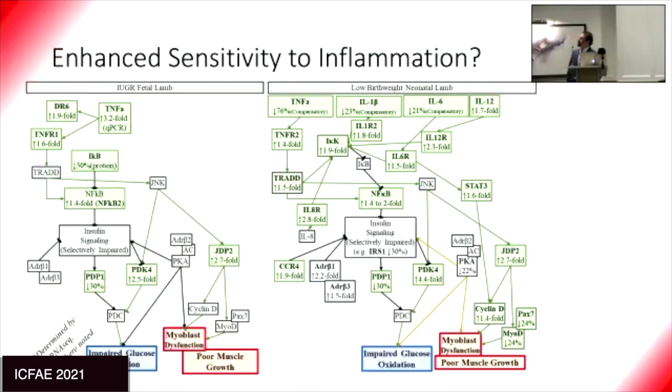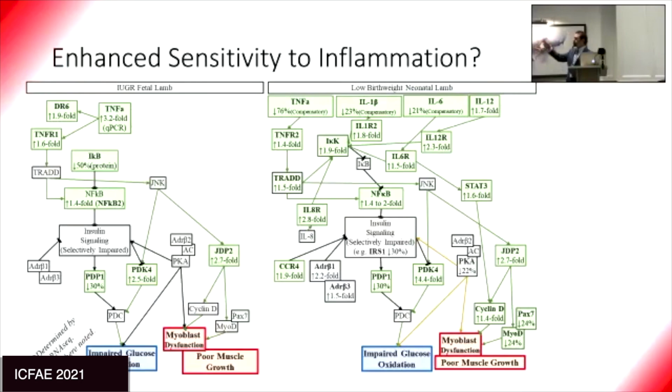On the right there, we have the IUGR fetus, and this is all semitendinosus muscle. And then on the left, we have the neonate. We see that just about every step of the TNF alpha signaling pathway in the semitendinosus muscle of that IUGR fetus is enhanced, all the way down to the steps that we know impair glucose oxidation and impair myoblast function and muscle growth.